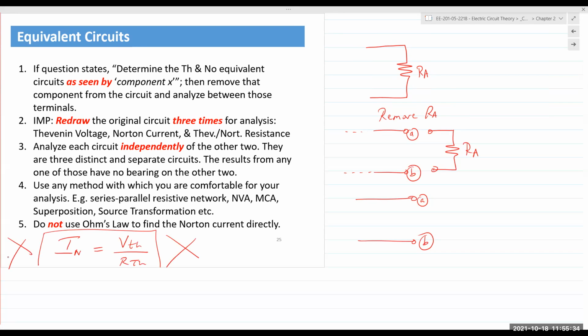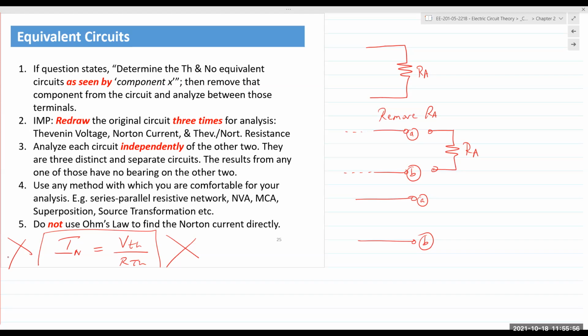This problem, as I said, is going to be about a 25, 30-point problem in your final exam. It's going to test a variety of topics, and finding the Norton current is one of them. Okay, it's a very important point. Again, I'll make sure that it's also listed on the question itself.